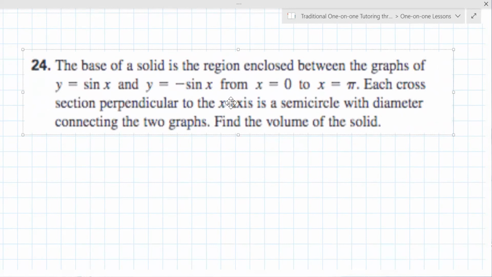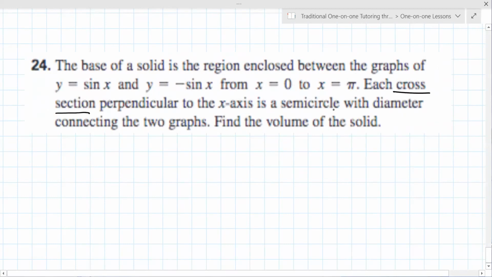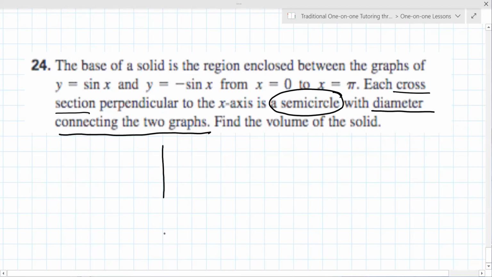So this one is telling you that it's cross sections. They tell you they're semicircles, and the diameter connects the two graphs. There's a lot of explanation here, but they say it's sine x and minus sine x. So sine starts at 0, goes high, and comes back down. I'm going to exaggerate this slightly so we've got a little more room. This is pi over 2 and this is pi. And then minus sine x goes the other way, it comes down like that, because it's obviously negative.